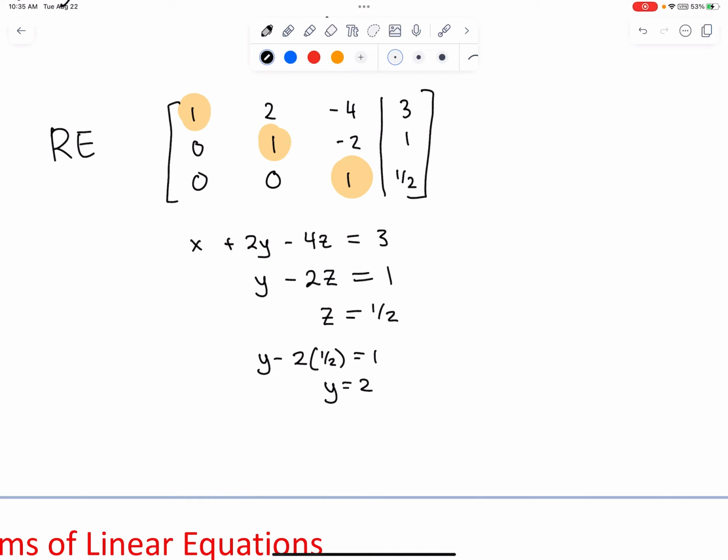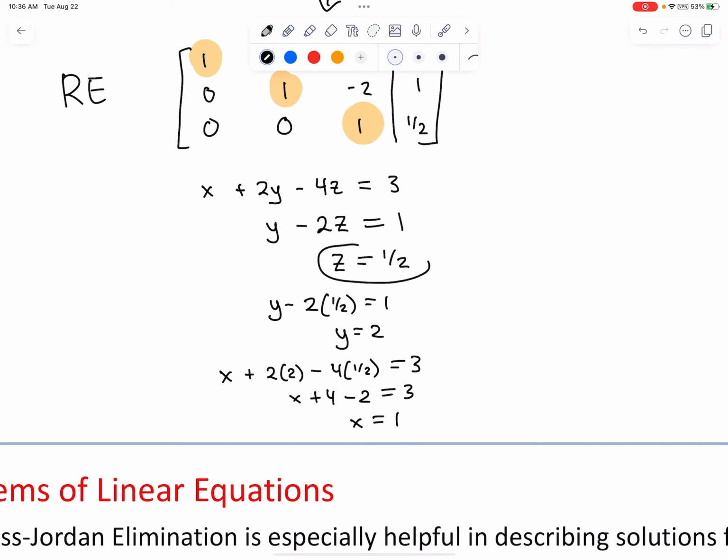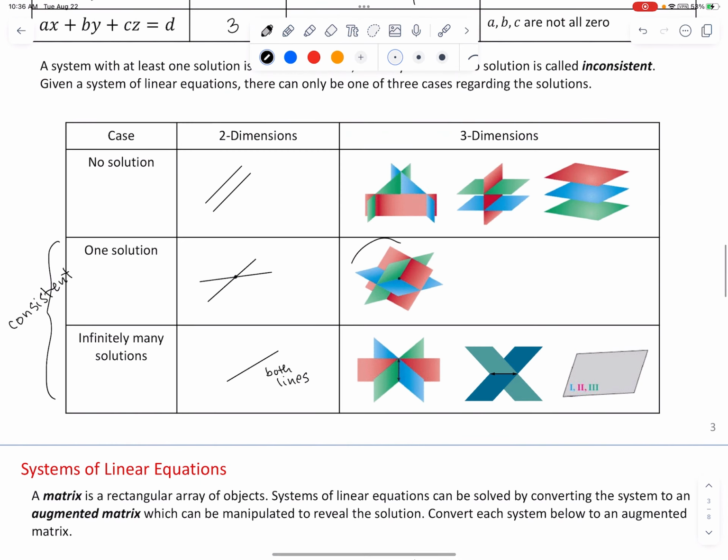And now that I know what y and z have to be, I can go back to the top equation and plug them in for y and z and solve for x. All right, so this would give us x plus 2y, so 2 times 2, minus 4 times z, and z was 1/2, and that has to be equal to 3. Well, this would be x plus 4 minus 2 is equal to 3. And so this is going to ultimately tell us that x has to be 1. And so we have our solution, z, y, and x. This is the case where we have a unique solution. This is a single point of intersection. I refer you back to our imagery up here. It's a case like this case right here, a single point of intersection for all 3 planes involved.